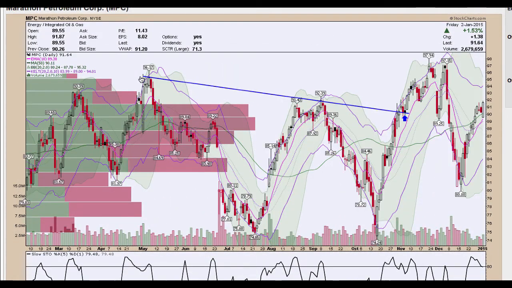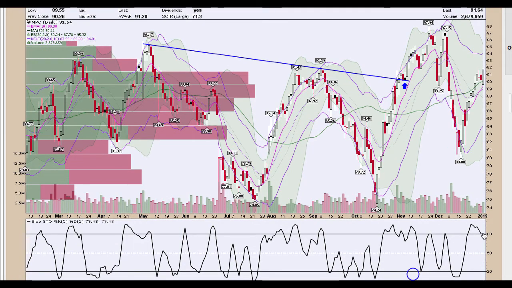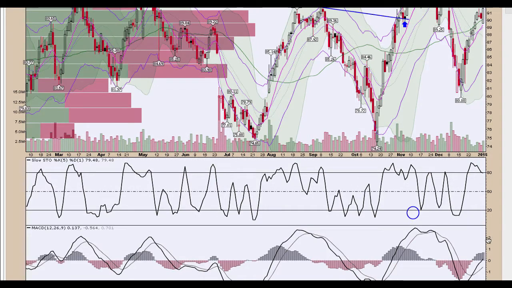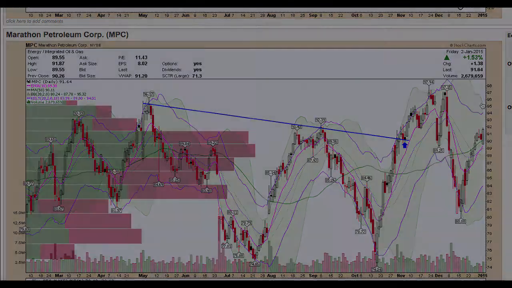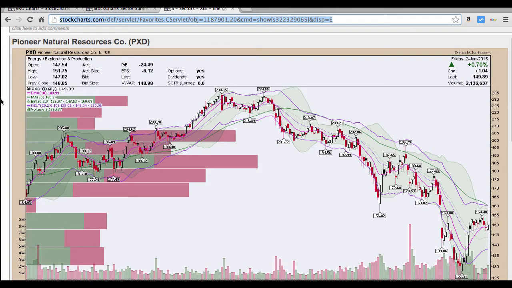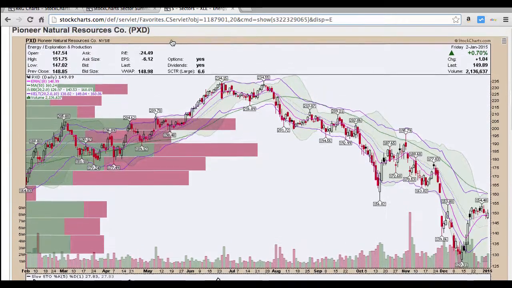MPC, Marathon Petroleum Corp, in the integrated oil and gas sector. You can see prices move back above the 50-period moving average. Bollinger Bands are starting to move back together. We are somewhat overbought. MACD is continuing to move higher. If we get back above this volume by price level, this could continue to move higher up to this upper Bollinger Band, conceivably.